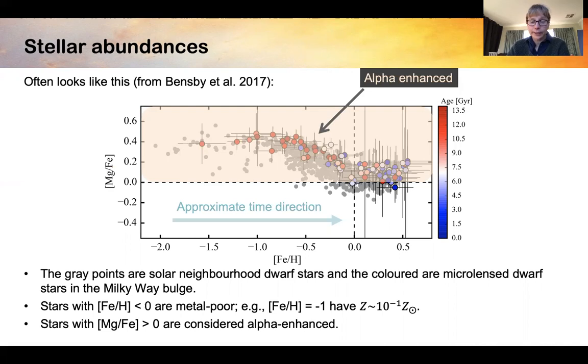Here on the y-axis, we have magnesium to iron. Magnesium is an important tracer of what we call alpha element enrichment. And so these stars, which I've highlighted with the arrow, are what we call alpha enhanced, because they have a magnesium to iron ratio that, let's say, plateaus at about 0.4. So that's 2.5 times the solar magnesium to iron ratio.